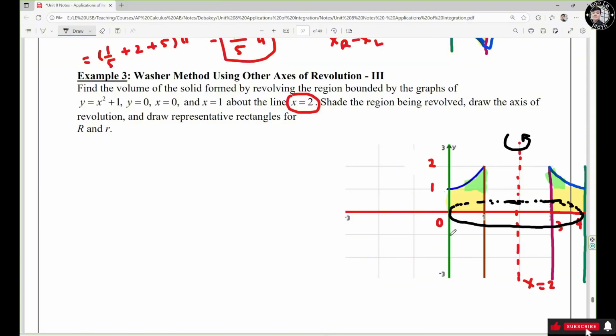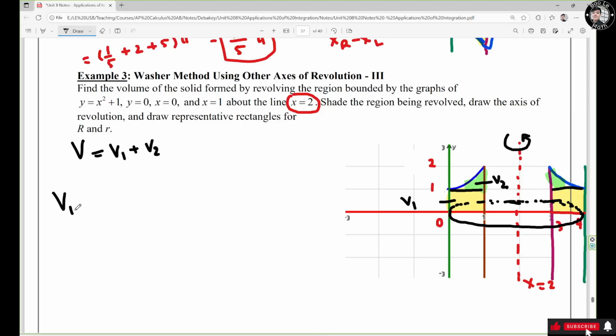Now again, we need to split this solid into two regions, right? The first one is from 0 to 1, right here. The second one is from 1 to 2. So I call this one V2, and this one V1, similar to example number 1. So I have V equals V1 plus V2.